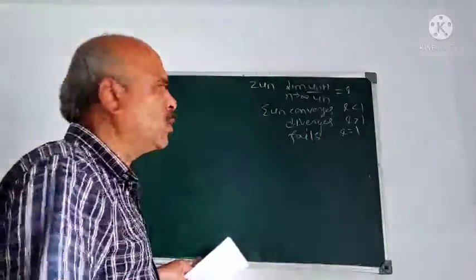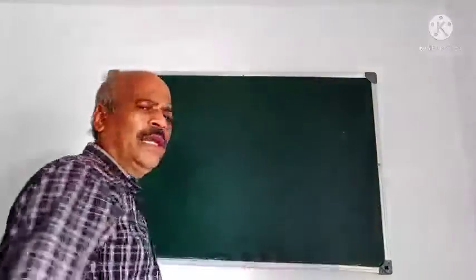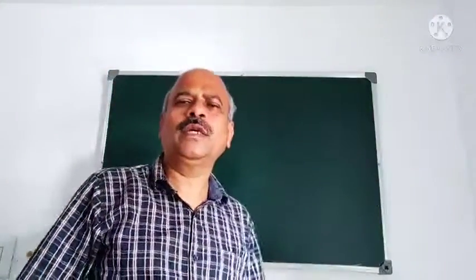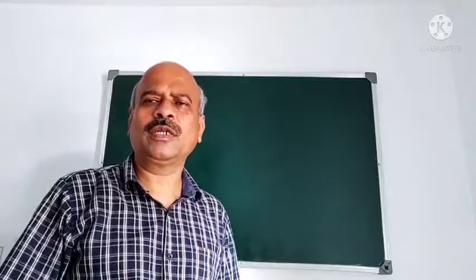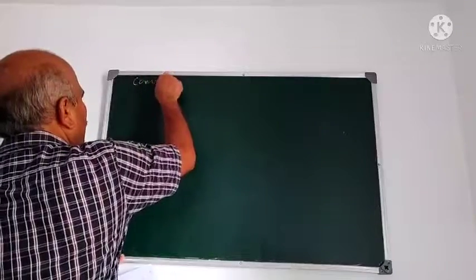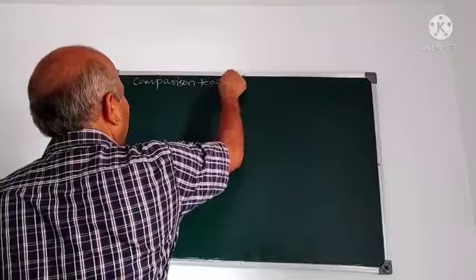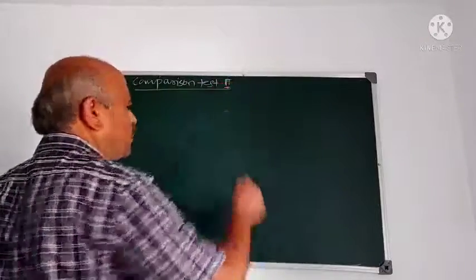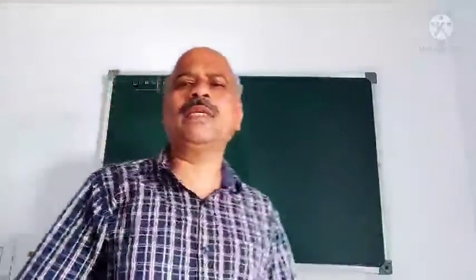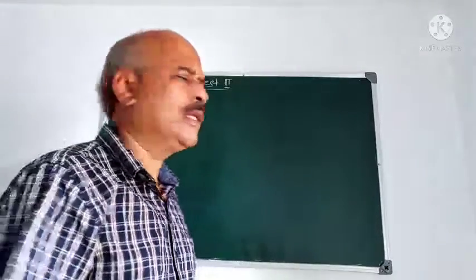Now today's topic is Raabe's test. When D'Alembert's ratio test fails, we use Raabe's test. To prove Raabe's test, I first explain one more comparison test. It is comparison test 3. So what is the first comparison test? Already we have studied two comparison tests.